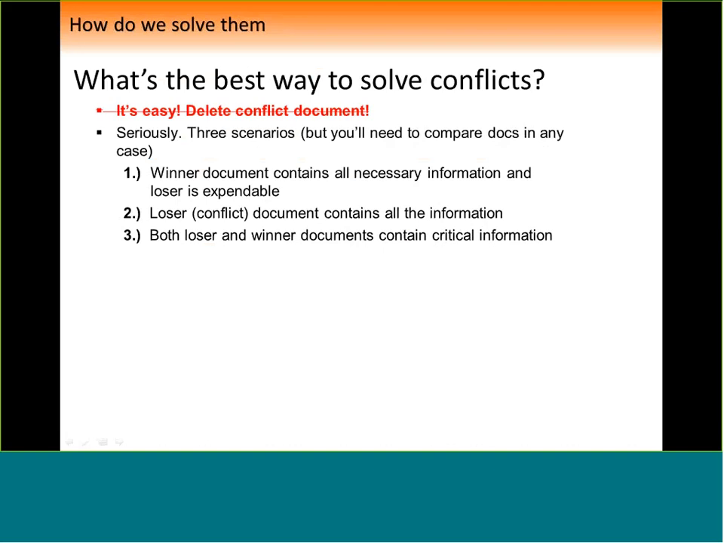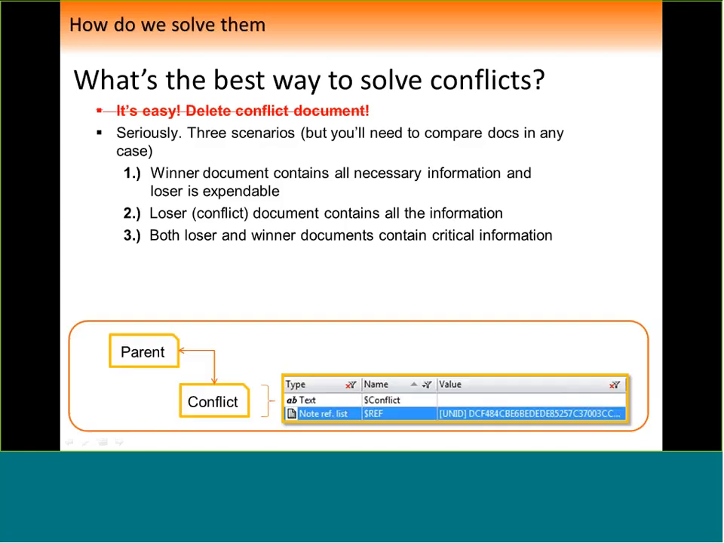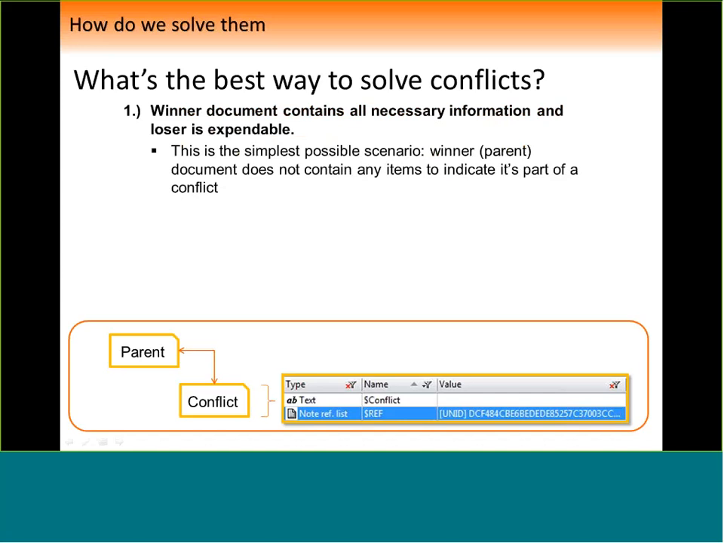We actually have three scenarios that we want to take a look at here. One is if the winner document contains all the necessary information. The second one is if the conflict actually contains all the necessary information. In the third scenario, which unfortunately tends to be the more common one, what if both of them contain some information? So let's go ahead and take a look at what we'll actually do in the scenario where the parent, actually the winner document, contains everything.